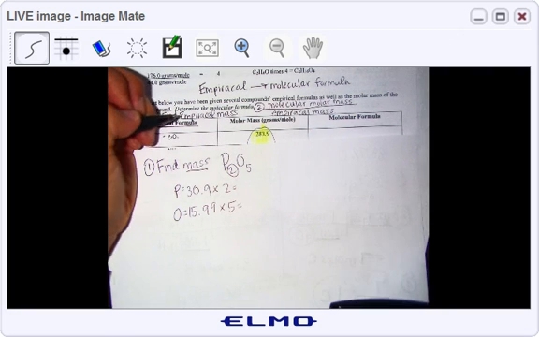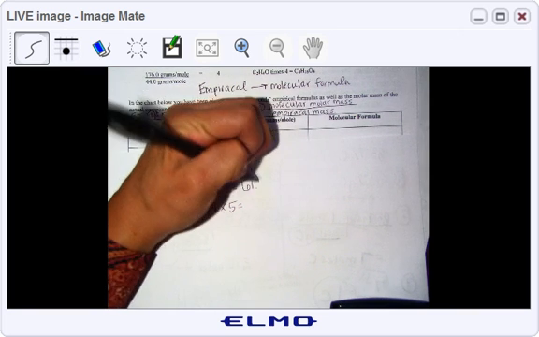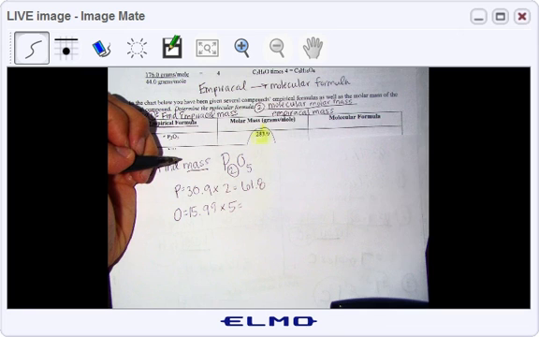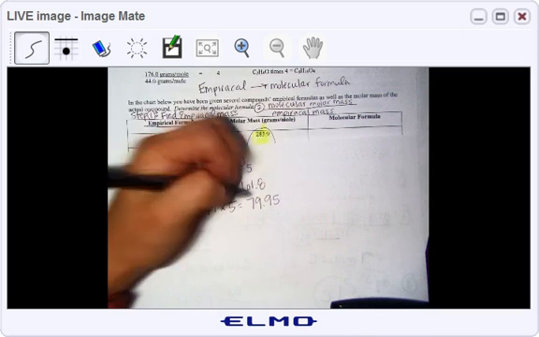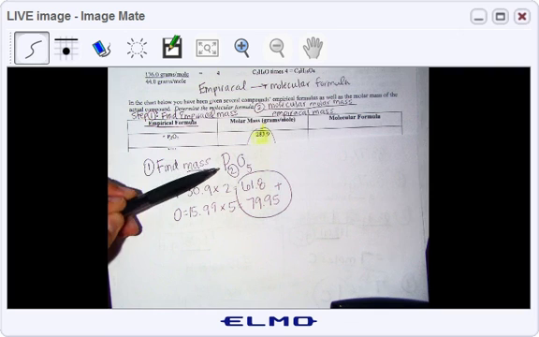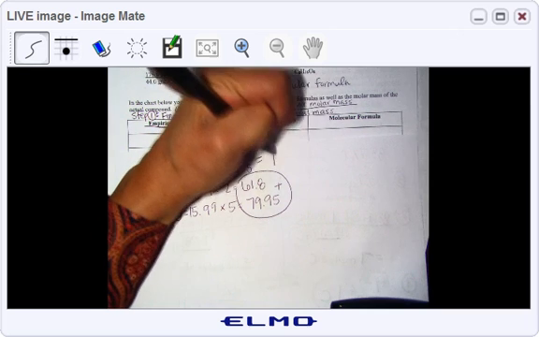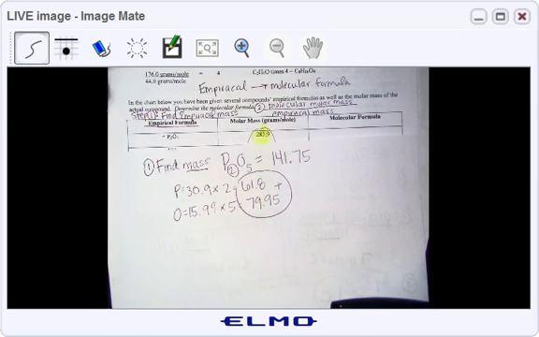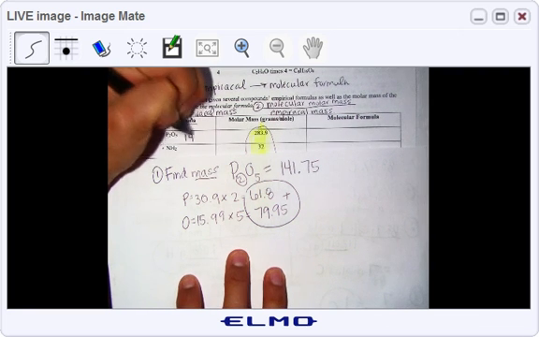So I'm going to type this in my calculator. 30.9 times 2 gives me 61.8. 15.99 times 5 gives me 79.95. I need to add these together to get the total mass of this formula, okay, of this compound right here. 79.95 plus 61.8 equals, the total mass of P2O5 is 141.75. So I'm going to use that. I'm just going to write it here just to help me.